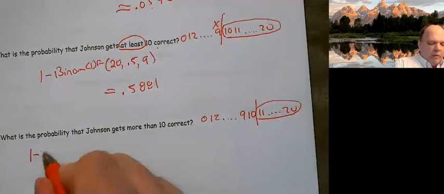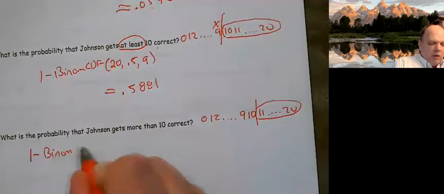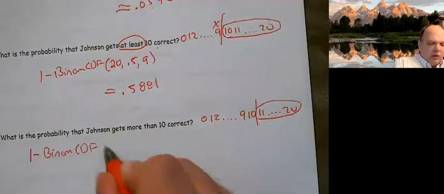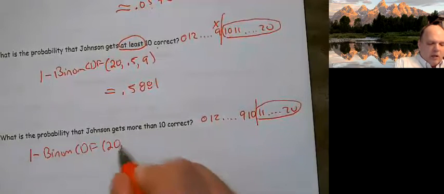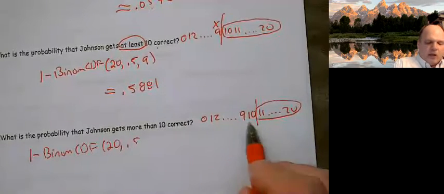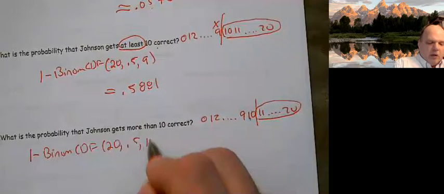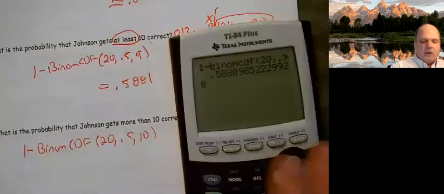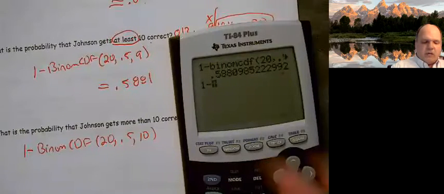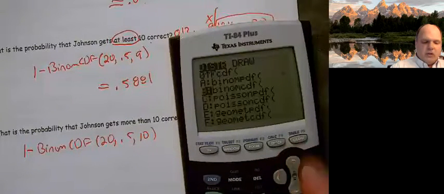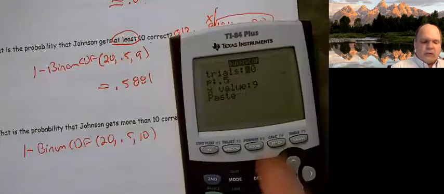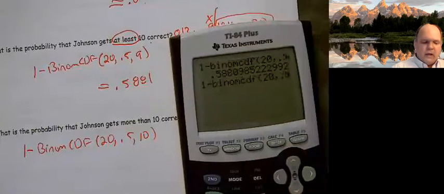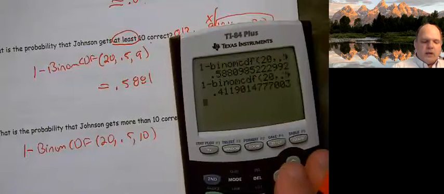what I don't want. Binomial CDF of 20, 0.5, and what I don't want is the 10, because I needed more than 10 correct. 1 minus second vars binomial CDF. Trials are 20. I'm just changing my X value to 10. And I get 0.4119.